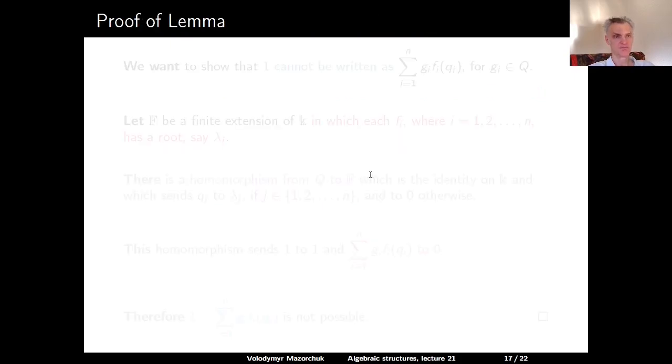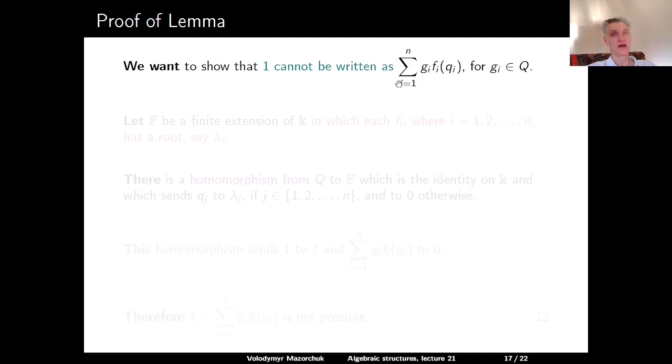Let's start with the lemma. So we want to show that we cannot write 1 in the form sum over i from 1 to n of g_i times f_i(q_i) for some g_i in Q. So we cannot write 1 as a finite linear combination of the evaluations of f_i at q_i with coefficients in Q. Let F be a finite extension of K in which each f_i, where i is between 1 and n, has a root. Let this root be lambda_i.